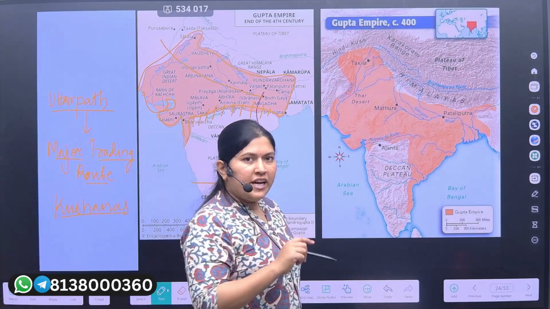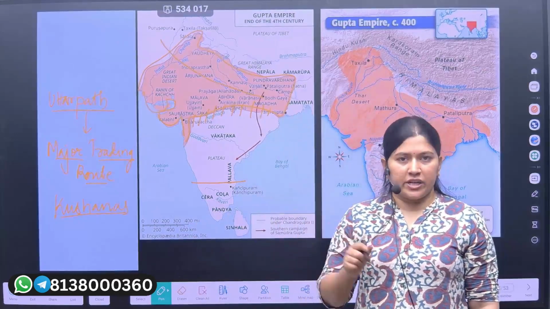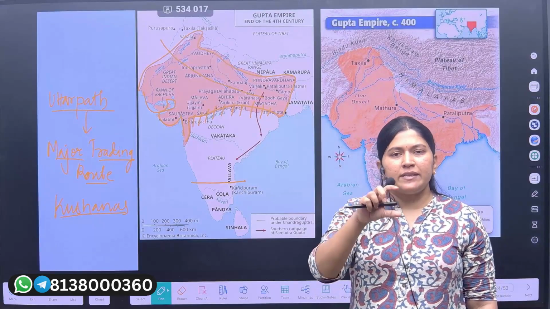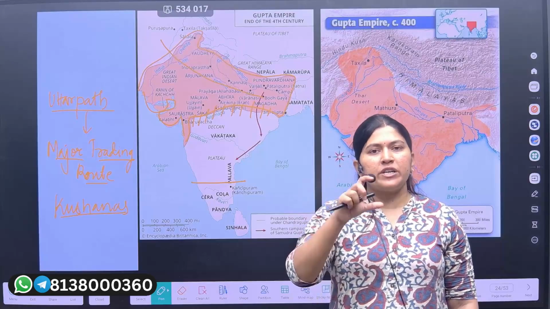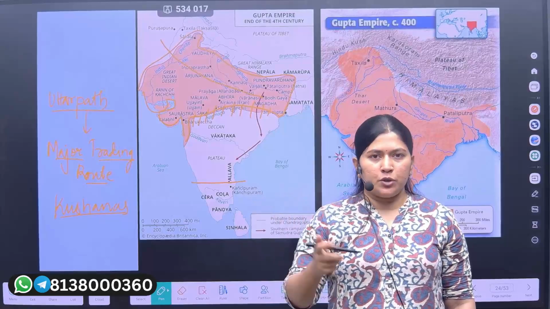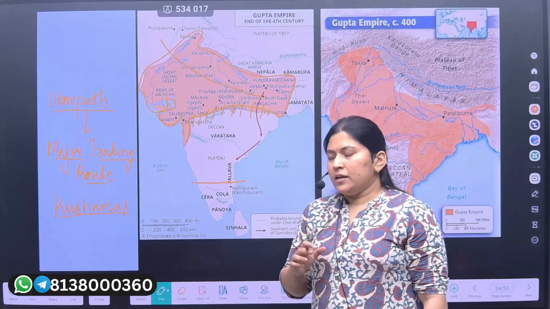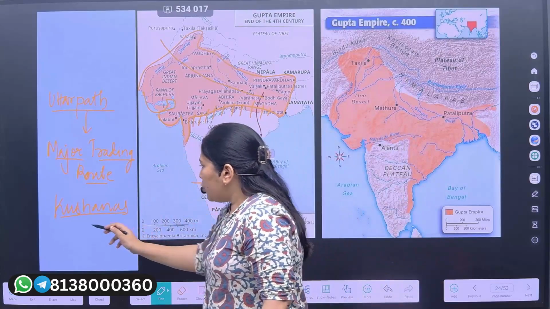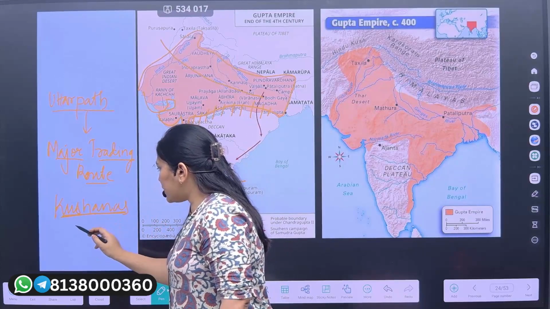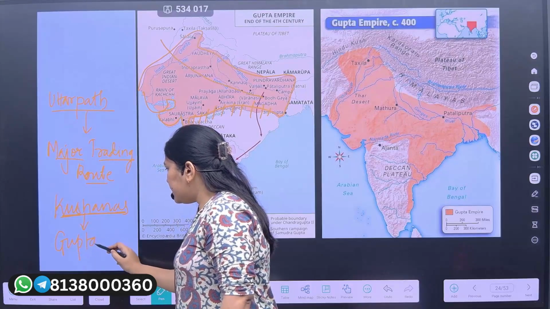And it was only after the decline of the Kushan Empire that the Guptas succeeded the Kushanas. According to the inscription, the poet Harisena, a contemporary and court poet of Chandragupta II, says that the Guptas were the successors of the Kushanas. After the Kushanas, it was the Guptas who directly succeeded the empire.